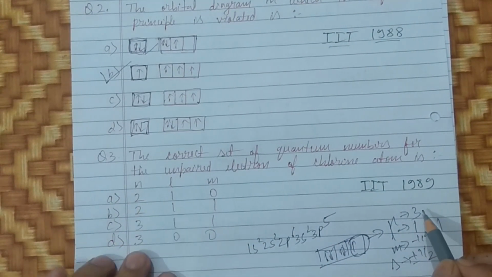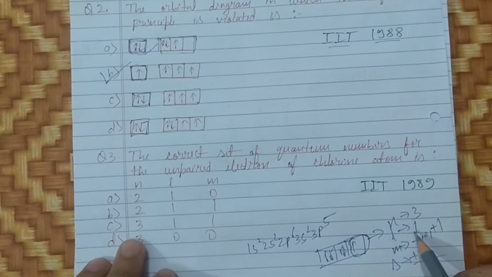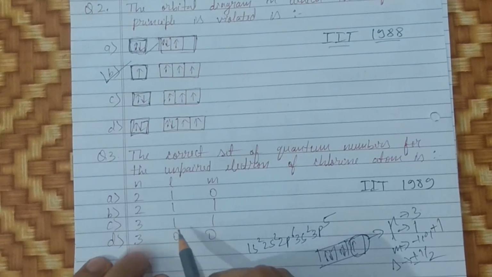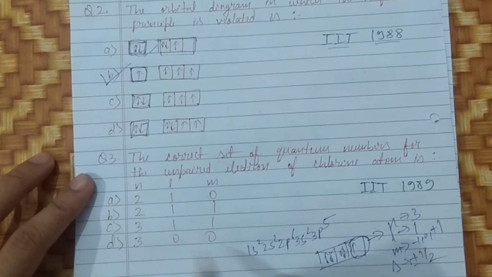So our n is 3, so C and D both can be correct. You can see our L is 1, so clearly option C is correct, and m can take any value from -1, 0, and +1. That's why option C is correct.